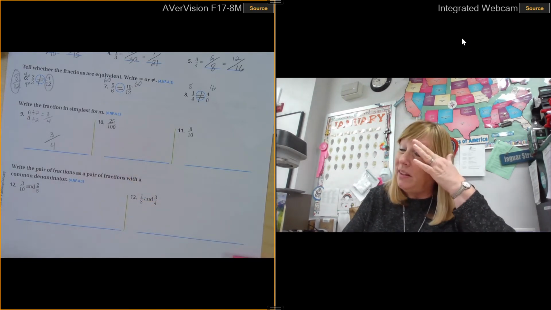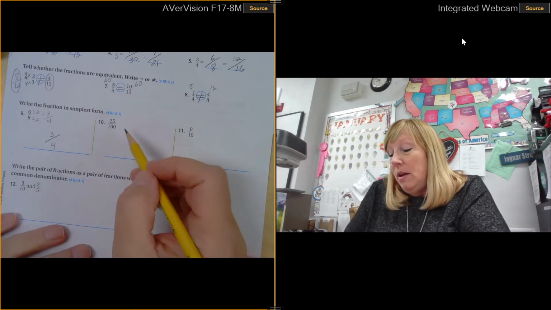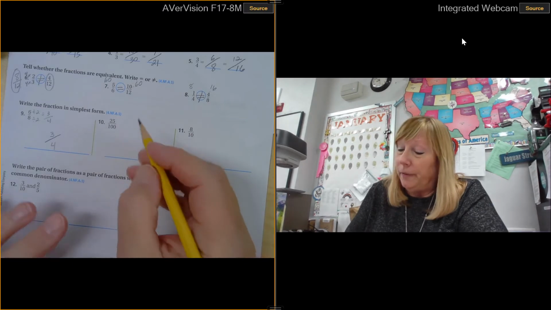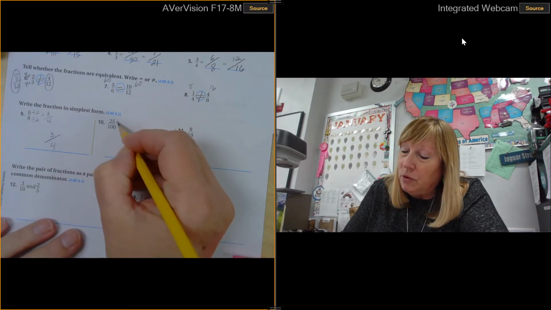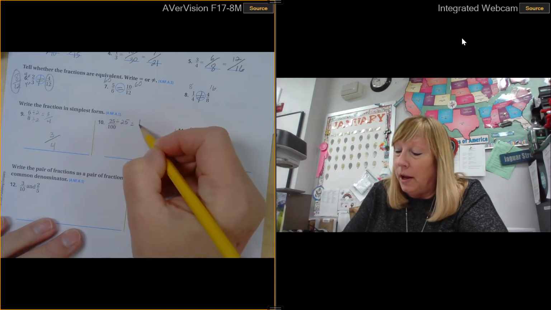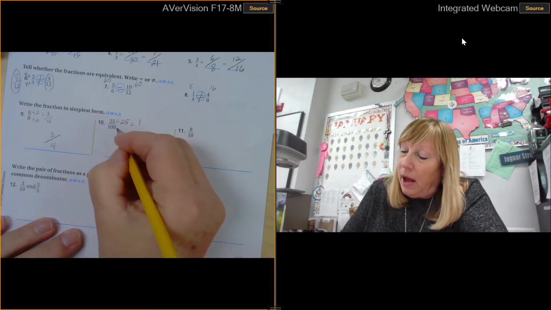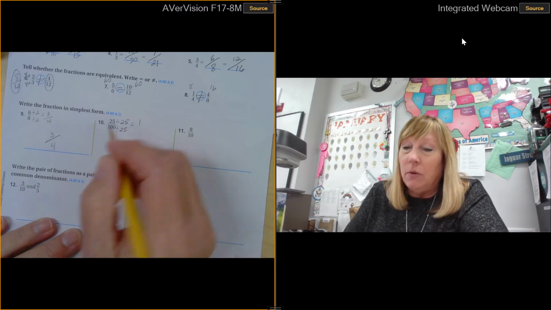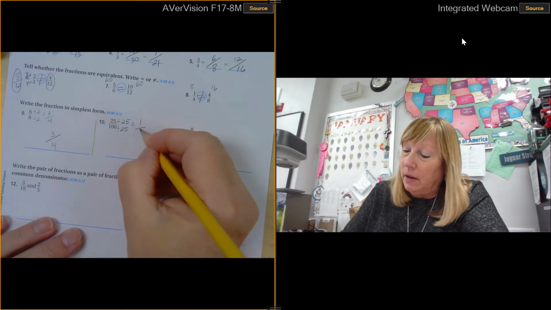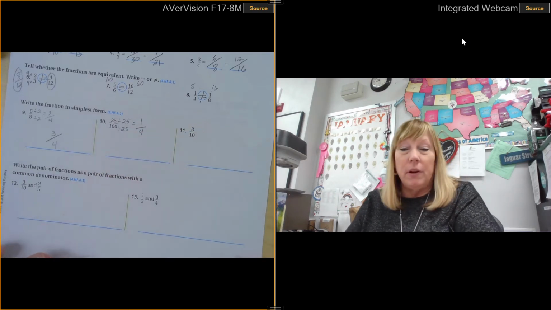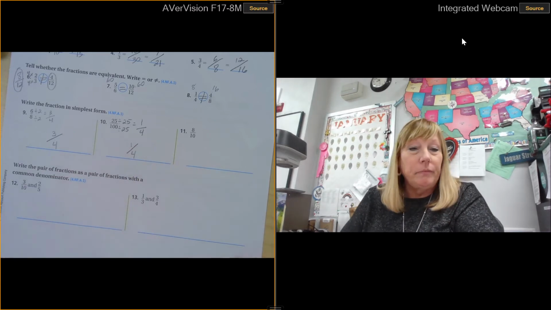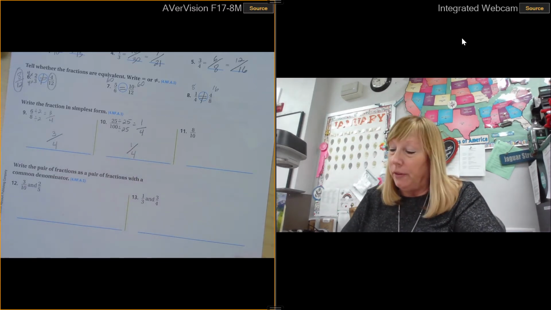Okay, 25/100. Well, let's see. Could I divide 100 by 25? Think of quarters. Let's do 25 divided by 25. We're going to get 1. How many quarters equal $1? 4. So 100 divided by 25 is 4. So in the simplest form, that's going to be 1/4.